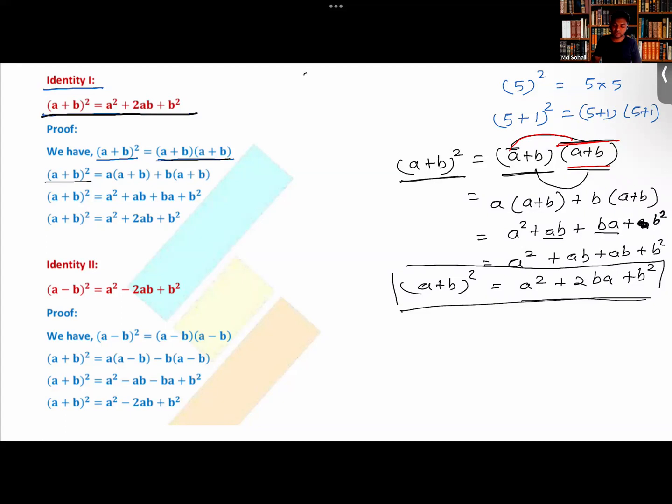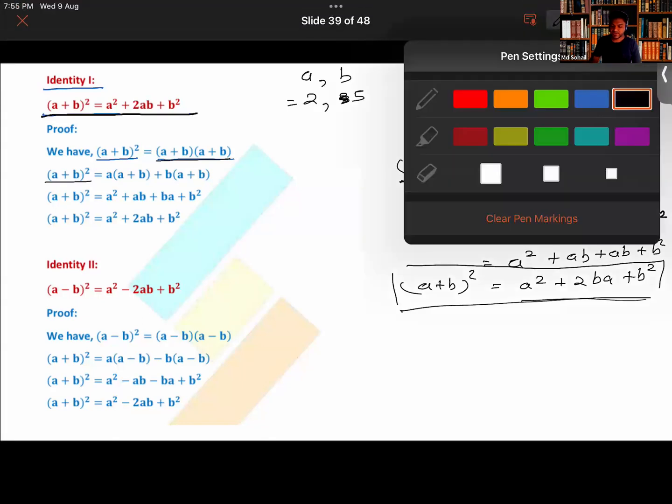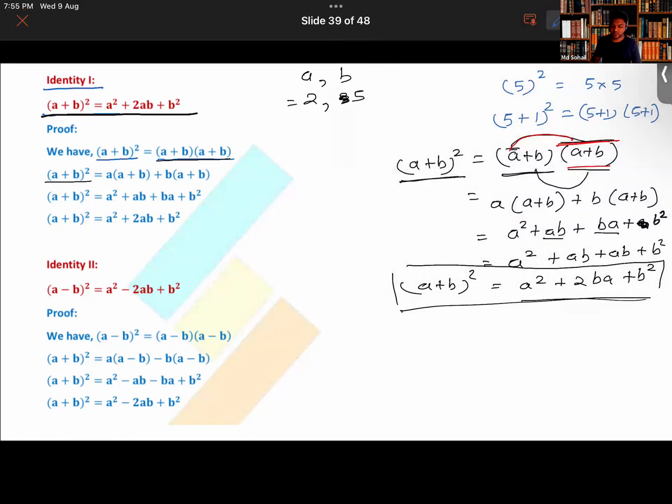So for example, let's take A and B. You guys tell me some small values for A and B. Positive integers. 2, 3... 5. Okay, let's take it 5 here. So on both sides of this expression, the left hand side and the right hand side, we will be putting the values.